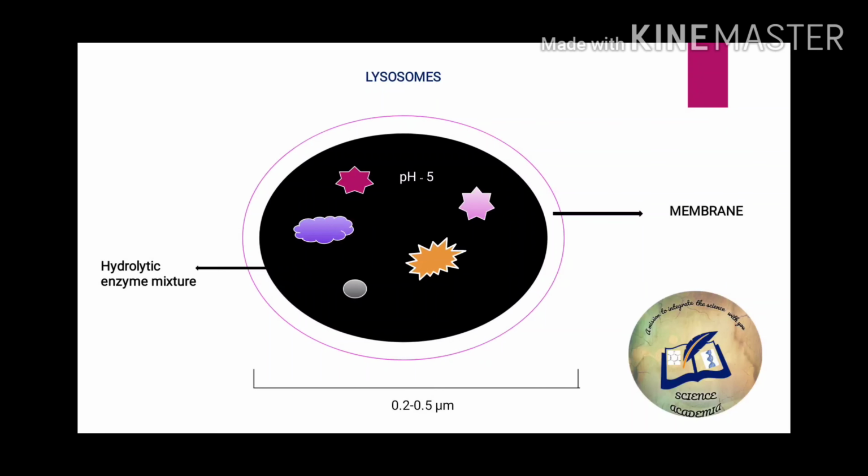These different pigments are in the figure. The different hydrolytic enzymes are depicted as short blue colored compounds, red colored compounds, pink colored compounds, as you can see within the membrane of the lysosomal structure. Okay, so this is all about the structure.